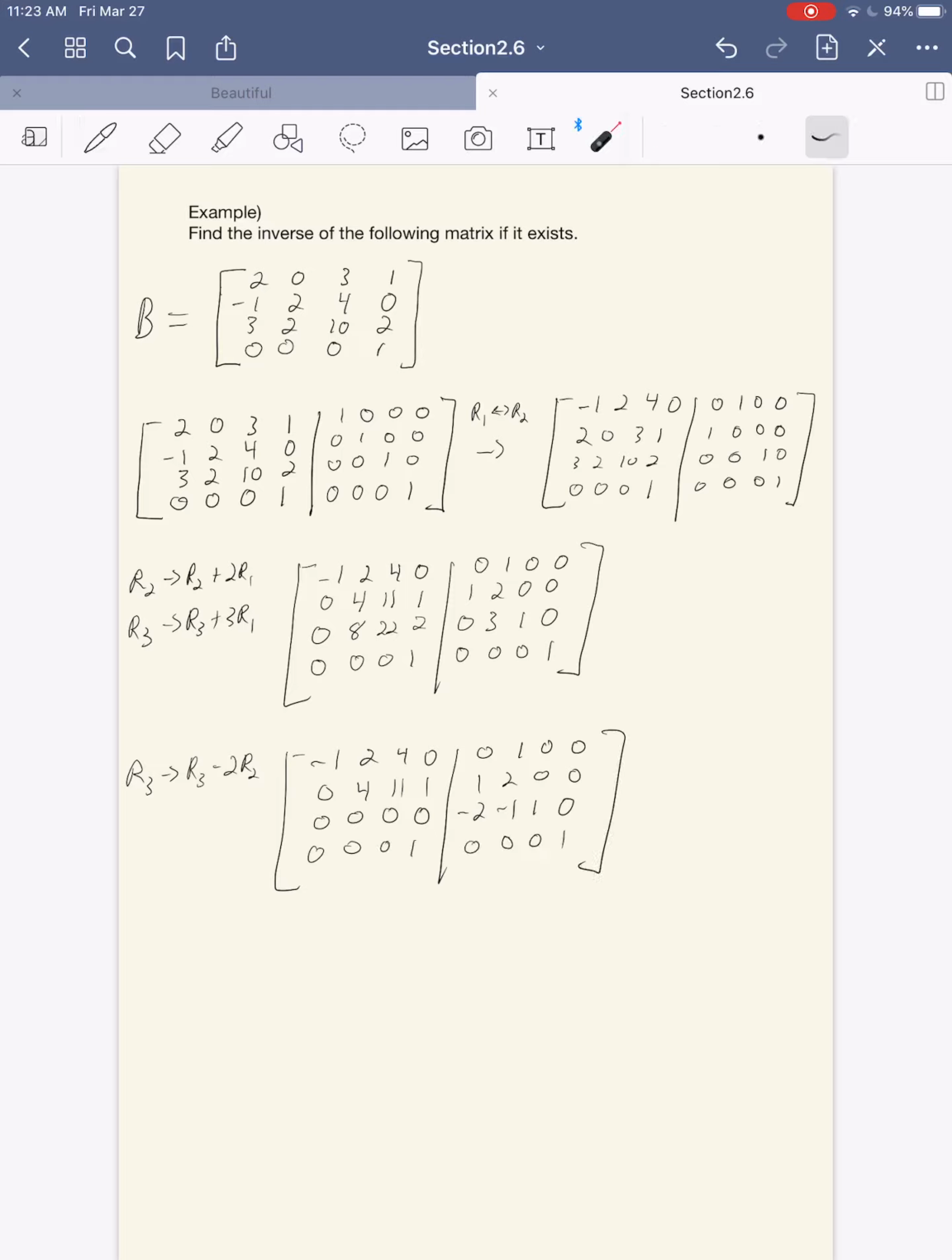So what does this tell us? As soon as we get that 0 row, we can see that it's impossible to take this matrix B and, using elementary row operations, put it into the identity matrix. In other words, since it has a 0 row, we immediately know that the rank is less than 4. It's not going to have full rank because it has at least one 0 row. So this tells us B is not invertible. In other words, B inverse does not exist.